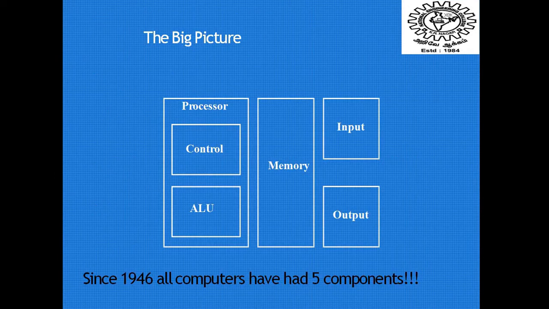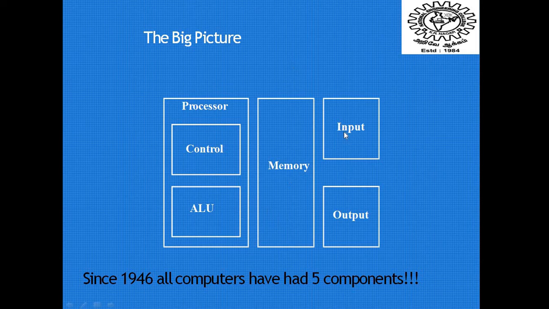Okay, this is the big picture of the functional units of a computer. Since 1946, all computers have these 5 components only. On your screen, you can see this is the processor, as I said, the CPU, the central processing unit. It has the control unit and the arithmetic logical unit. In the center we have the memory unit to store the contents and data information.